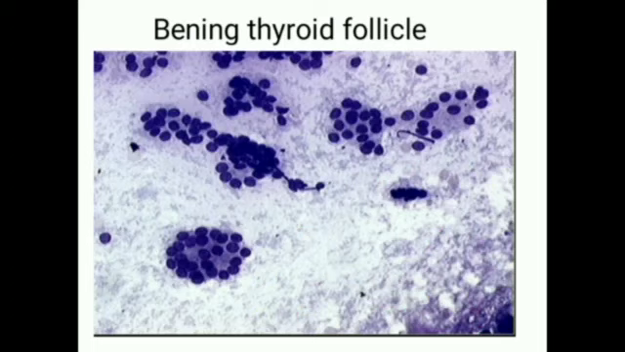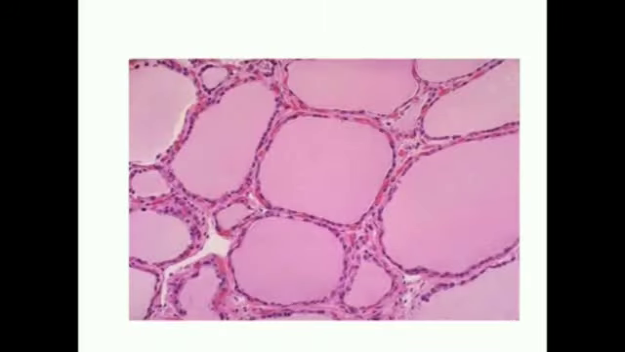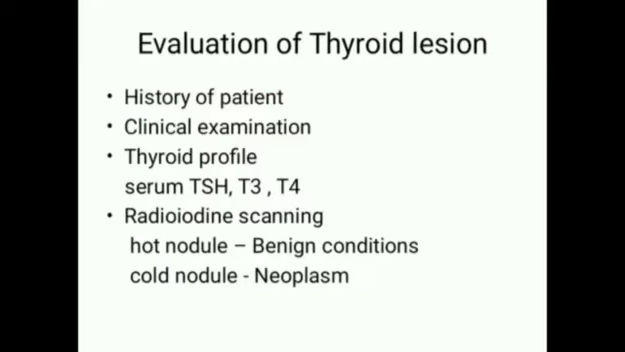This bluish colored one, they are called the follicles. These are the follicles which are arranged in a follicular pattern and they have a round nucleus and a cytoplasm. Now if you see the histology of the thyroid, this pinkish color is the colloid, which is in between, and it is lined by flattened to columnar epithelium. So this is what I told you, it is a normal resting thyroid.